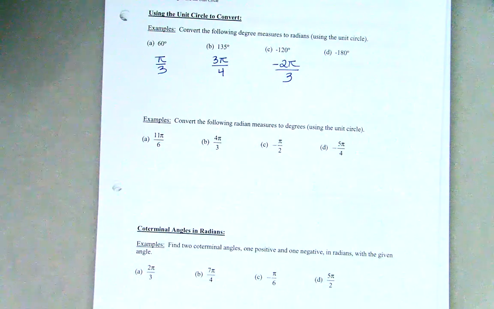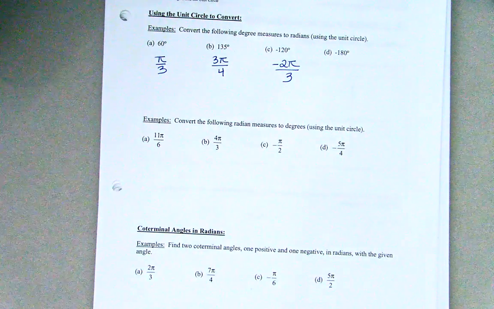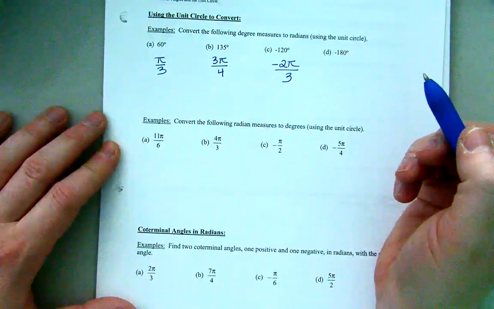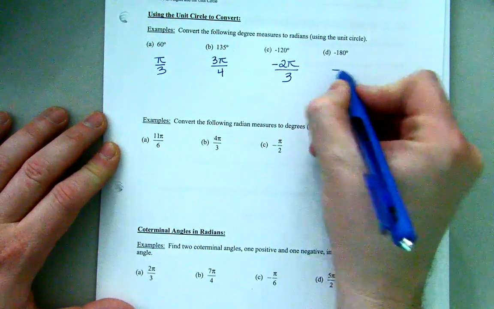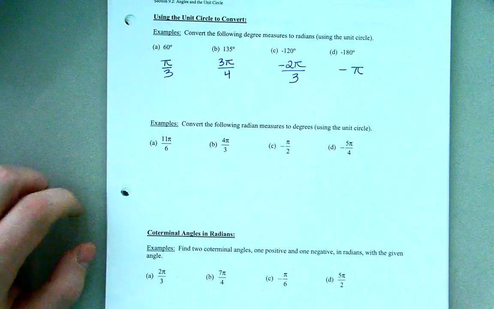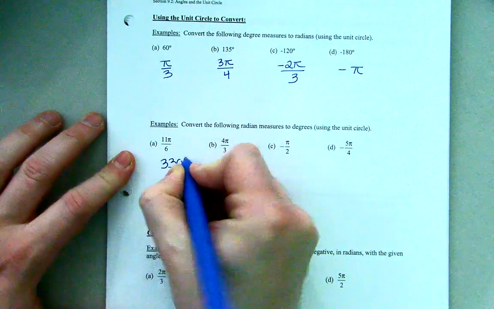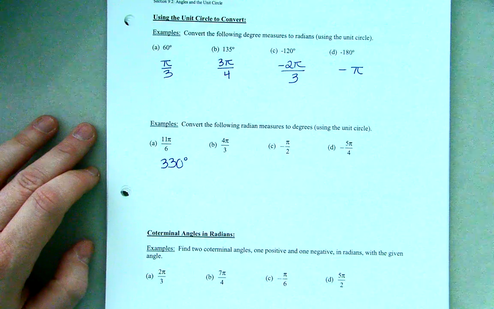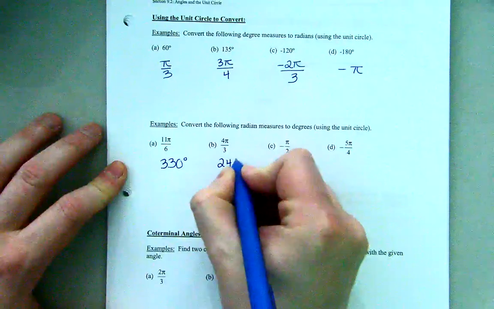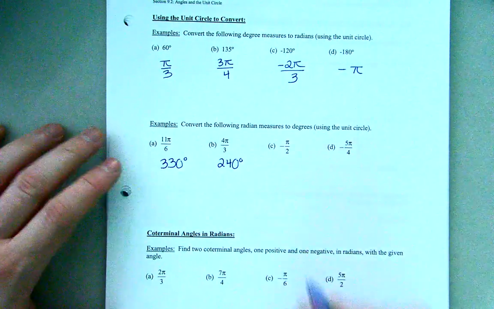Okay, I know where 11 pi over 6 is, and I know that's in the same place as this thing in degrees, so I can just write that without having to look at that. What's D? What's negative 180 degrees? Just say it. Negative pi. Okay, 11 pi over 6. My favorite angle. What is it? 330 degrees. 4 pi over 3. What was that? 240 degrees. Negative pi over 2. Negative 90 degrees.